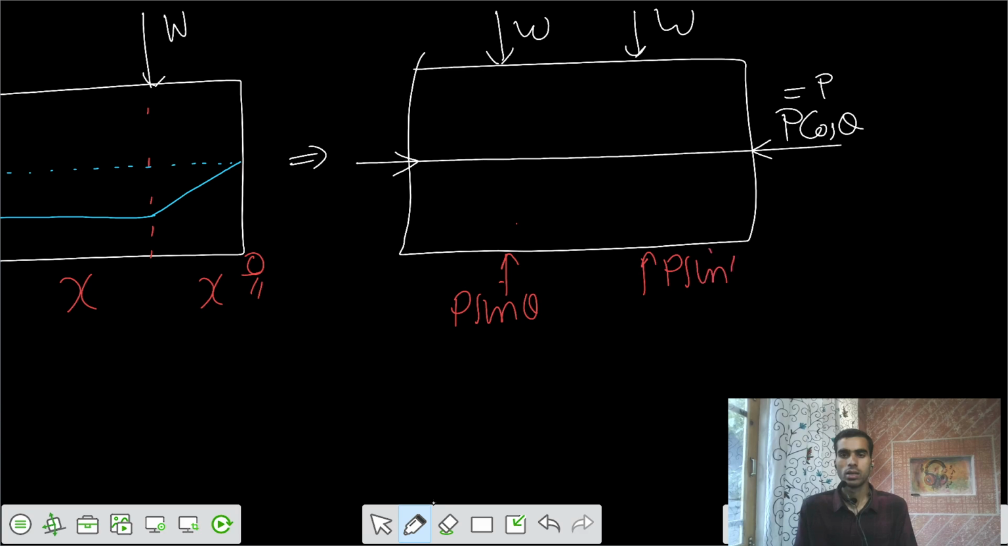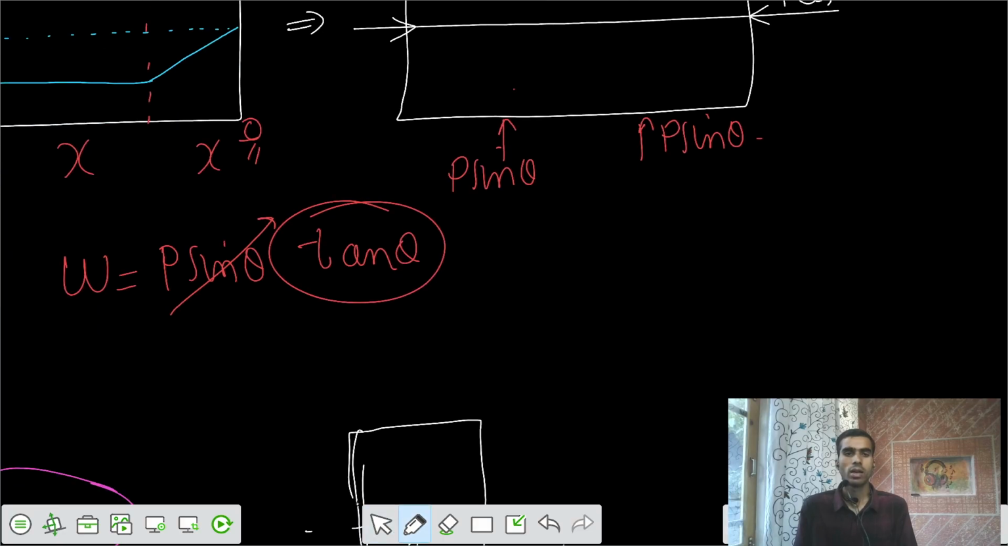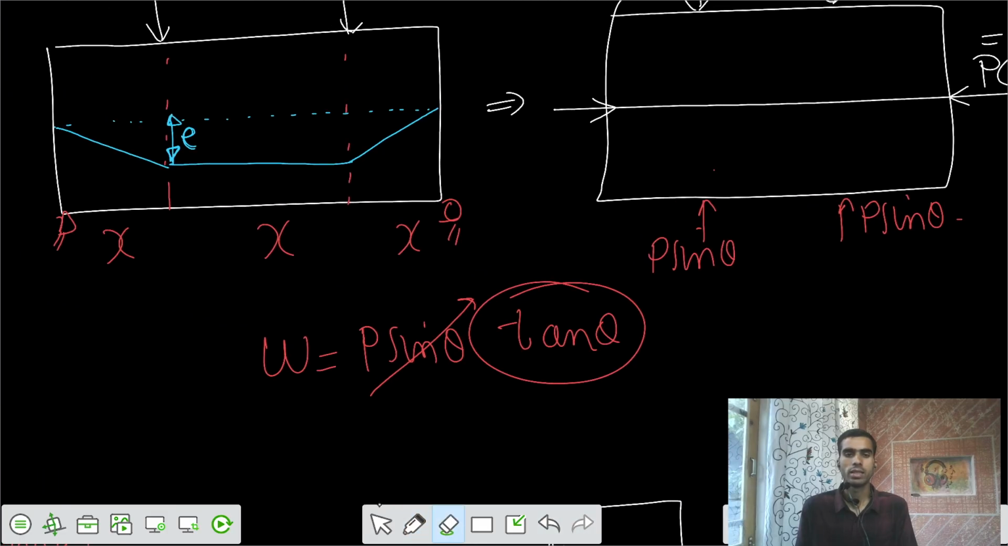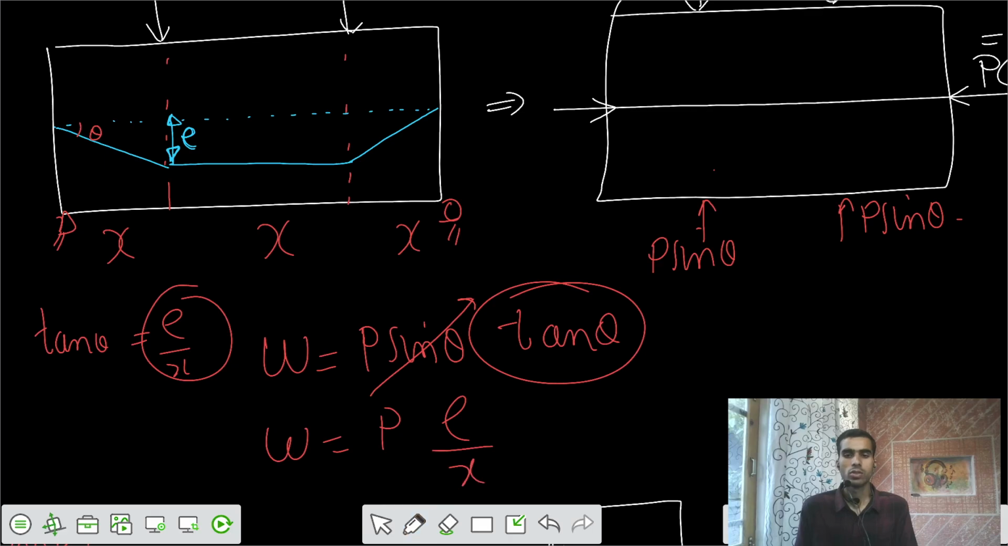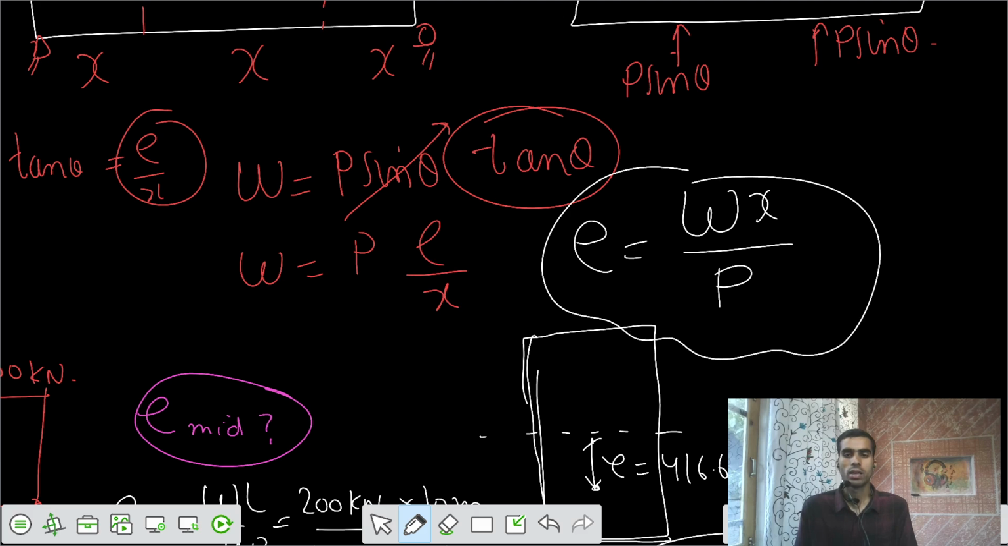P sine theta. So I would say your W should be equal to P sine theta, and sine theta is equal to tan theta. So I would write that as a tan theta. What is the value of tan theta? If I say this is theta, tan theta equals E by X. So I would say W equals P E by X. So your value of E is equal to W X by P. So this is your eccentricity at the quarter point.